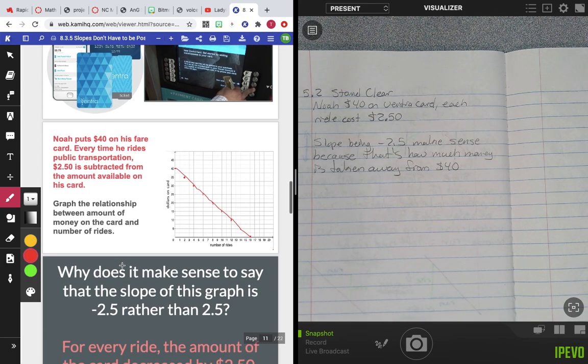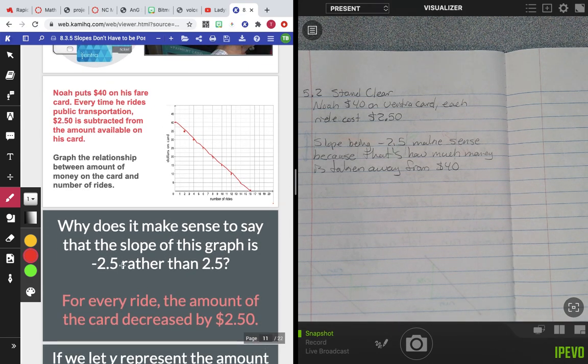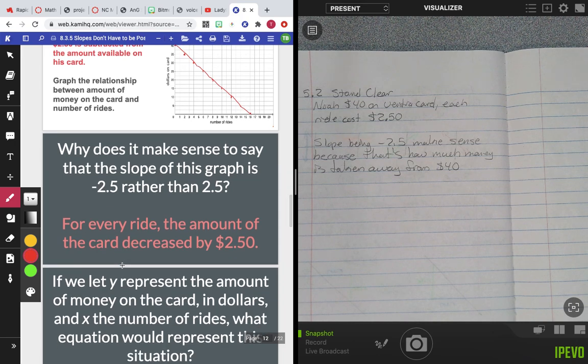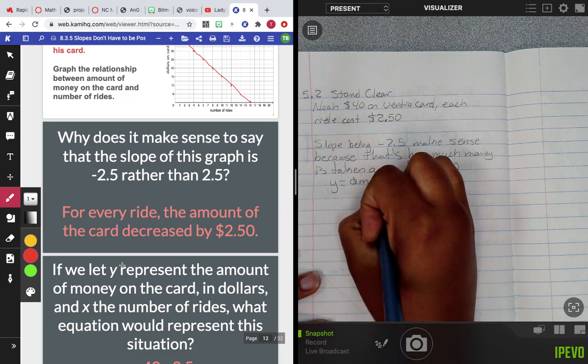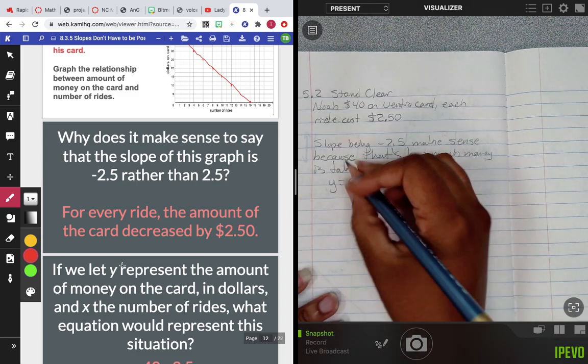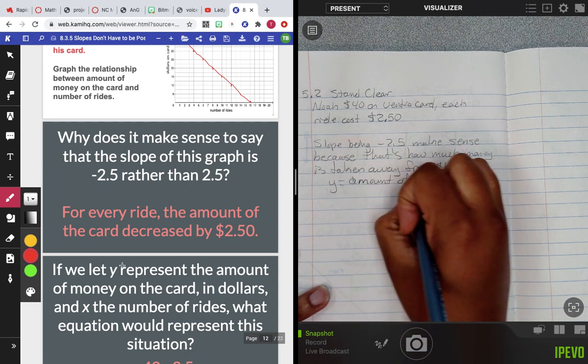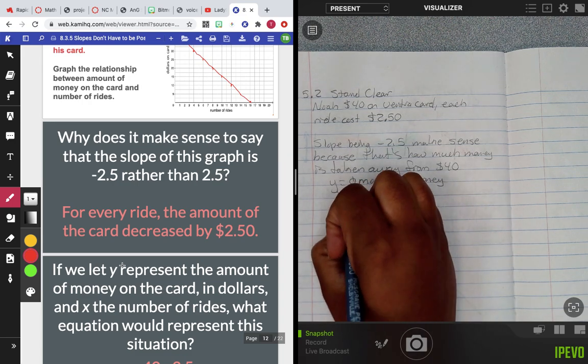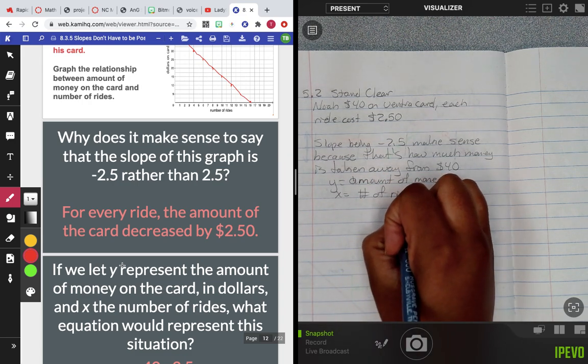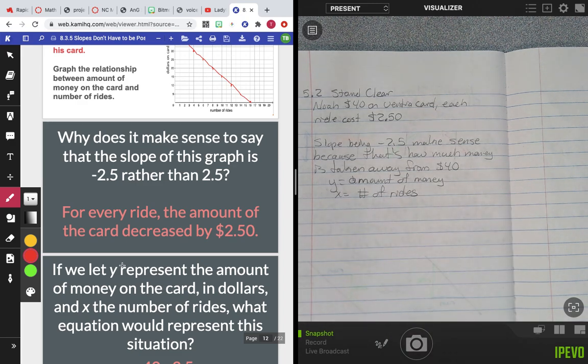So that's why that makes sense, because every time he rides, the money goes down by $2.50. If we let y represent the amount of money, it's the amount of money. I'm sorry, you guys. Okay, so y is the amount of money that he has on his card in dollars, and x is the number of rides. What equation would represent this situation?